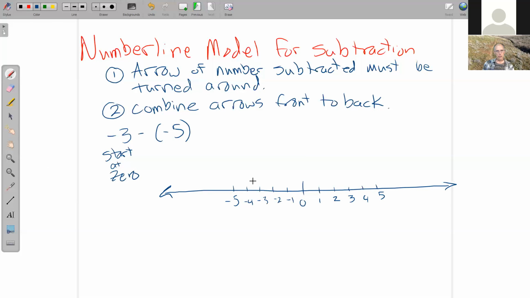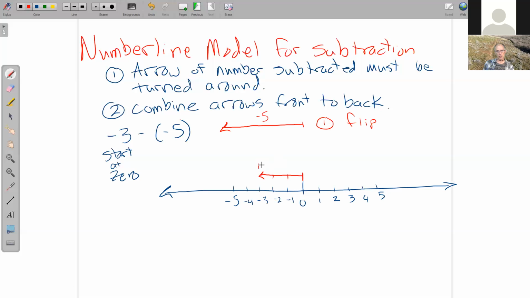So then here, I would start at 0 and draw my arrow of -3. So use a different color. So 1, 2, 3. And just double check that it's the right size. Now, normally -5 would go back this way. But rule 1 says to flip that. But starting from the end of this arrow here.